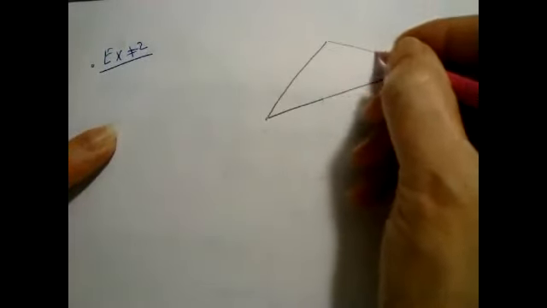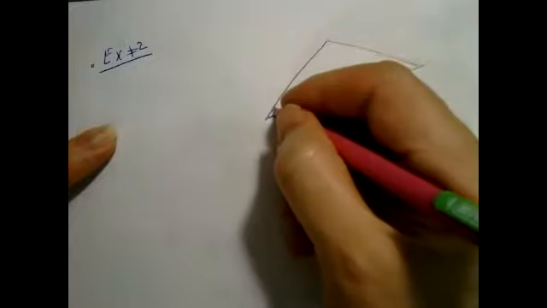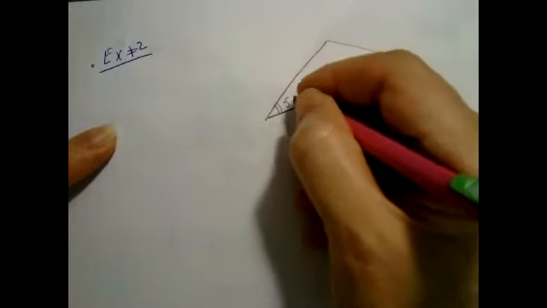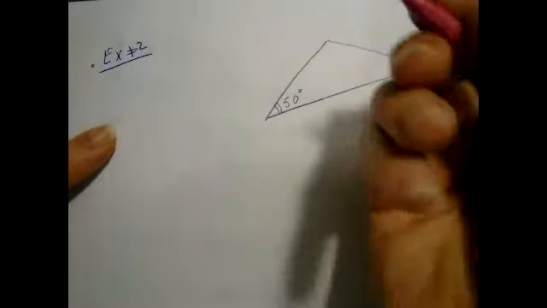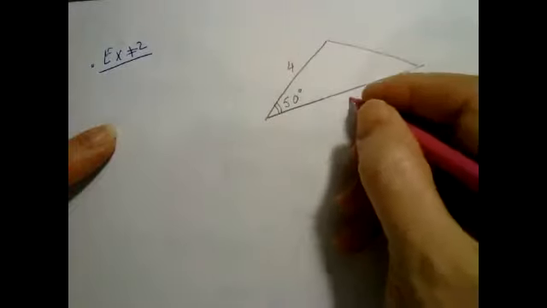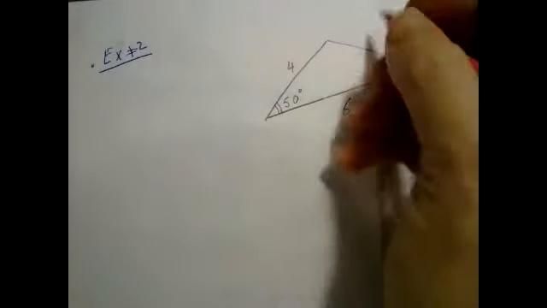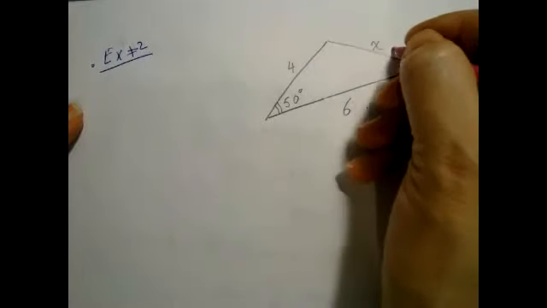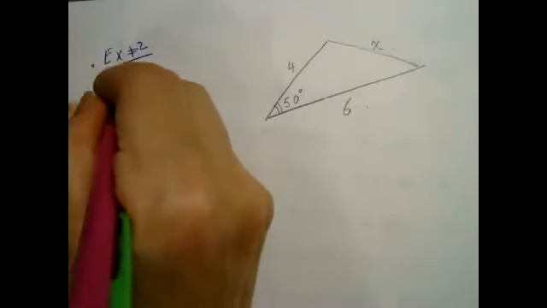So suppose I take this to be, let us say, 50 degrees. And I'm going to take this to be like a 4. I'm going to take this to be 6. And my question to you is, find the missing side. So I'm going to call this X. Find the missing side.